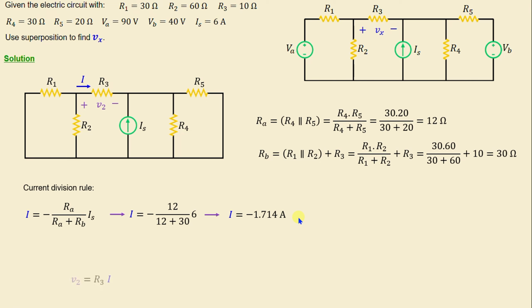According to Ohm's law, the voltage V2 across the resistor R3 is given by R3 times I. And if we replace R3 and I with their numerical values, we obtain V2 is equal to negative 17.14 volt.